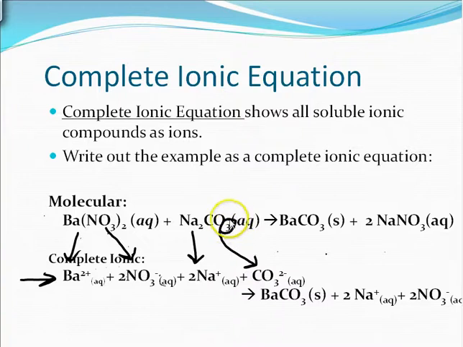That 3 does not mean that you have 3 COs. It means that you have one carbonate ion with a -2 charge. The barium carbonate is a solid, so it stays together. And then our sodium nitrate, we have 2 of those, so we'll end up with 2 sodium ions and 2 nitrate ions. I know it's a lot of work to write it all out, but this is really important because it's going to show us what is actually participating in the reaction.